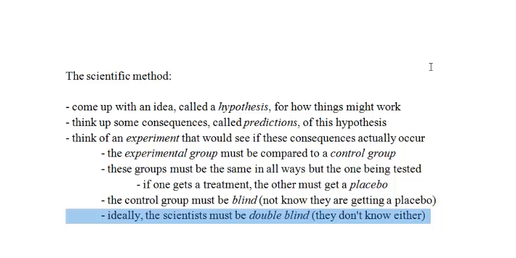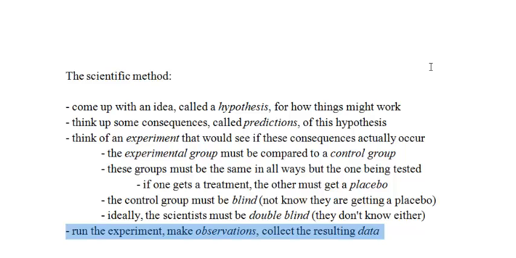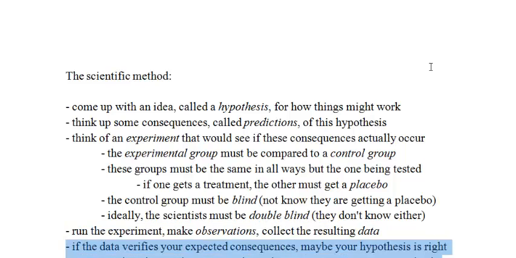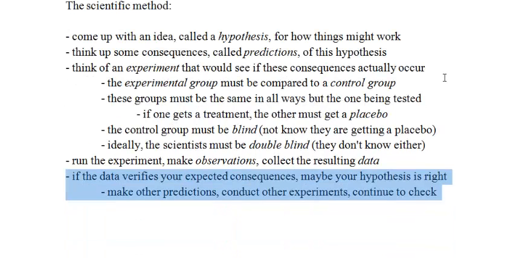Now, the scientists shouldn't know which is happening. Only when the experiment is done should they then look and say, of these people, can we see which ones are having a result or not? Or is it random? Now, you do the experiment, you make observations, and you collect data. If the data confirms what you said, if the data goes along with what you predicted was going to happen, maybe your hypothesis was right. Maybe make other predictions, conduct other experiments, continue to check.